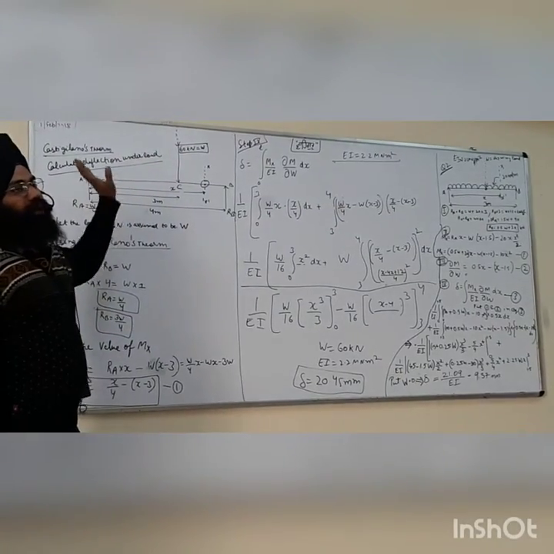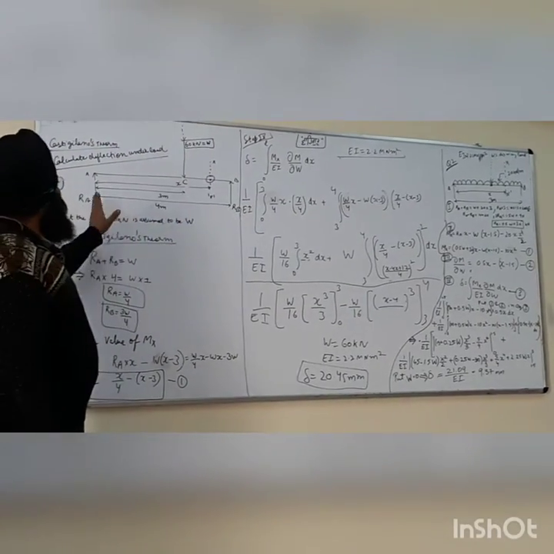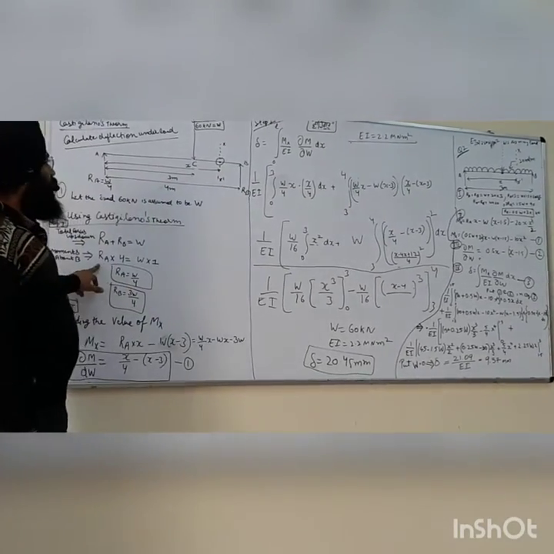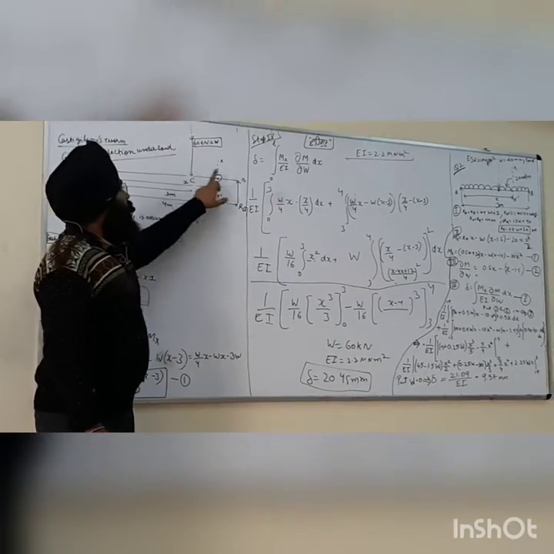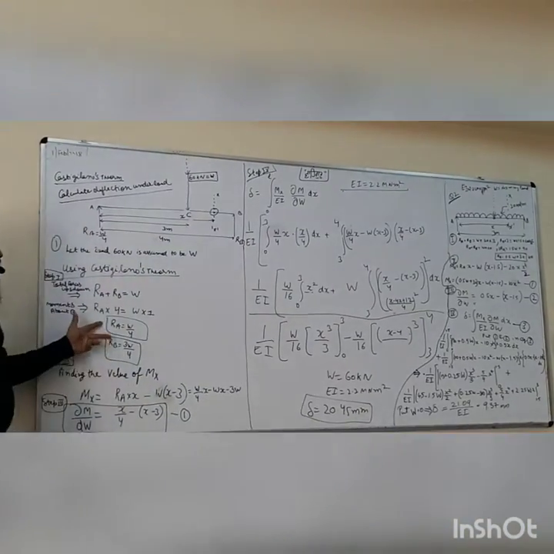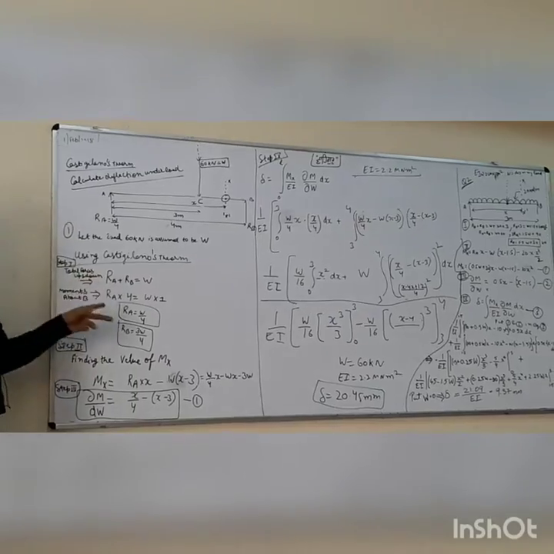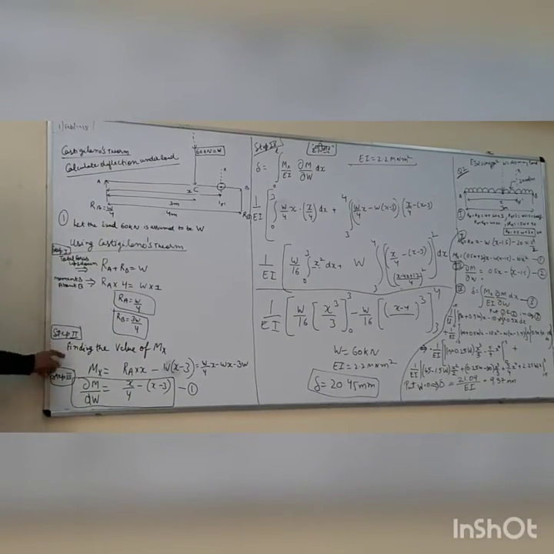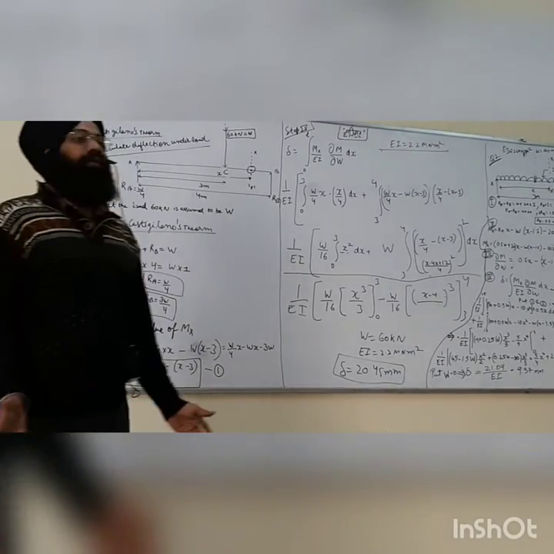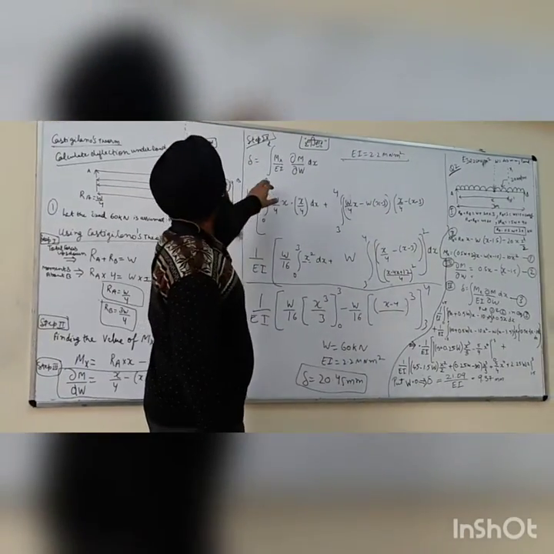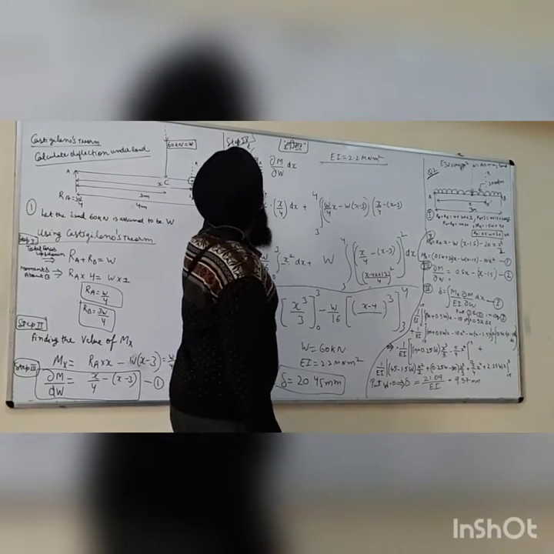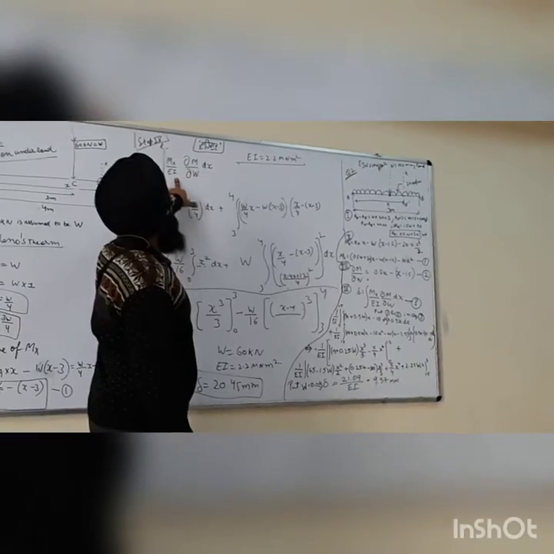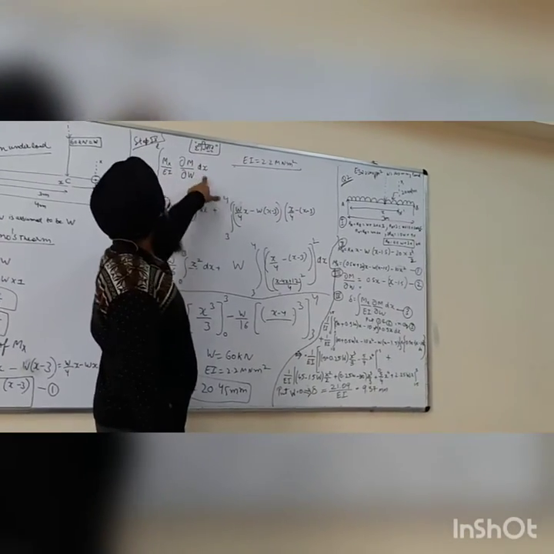Secondly, taking the moment about point B, RA into the distance 4, RA into 4 is equal to W into 1. We get the value of RA and RB, and we use these values in further equations. Let us now find the value of Mx. Why are we finding the value of Mx? Because we need to find the deflection, for which we have the formula: integral of M by EI into dM by dW into dx.